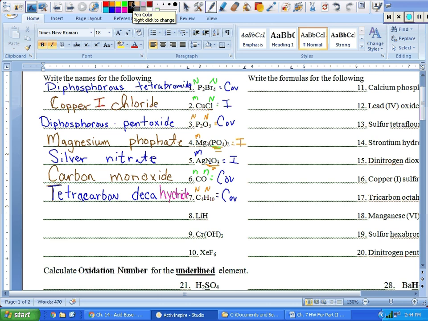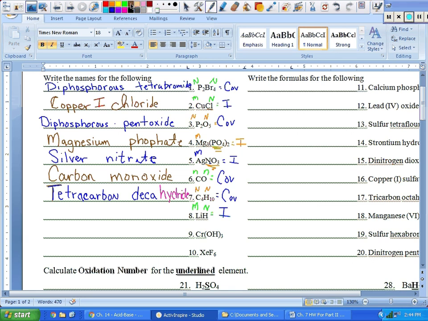Number 8, lithium. What type of element? Metal. Hydrogen is a? It's a non-metal. So we got a metal and a non-metal. So what type are we working with? Covalent. Whoa. Wrong. That's wrong. Come on. What type are we working with? Ionic. Thank you. All right, so we're working with an ionic. Who is the first one? Lithium. Very good.